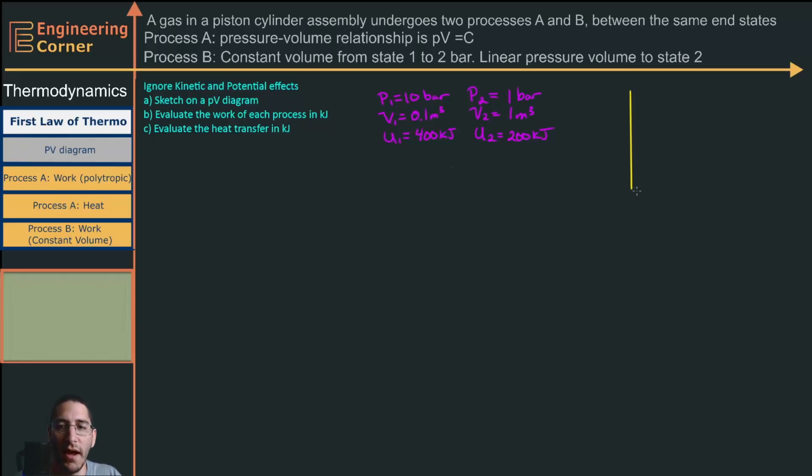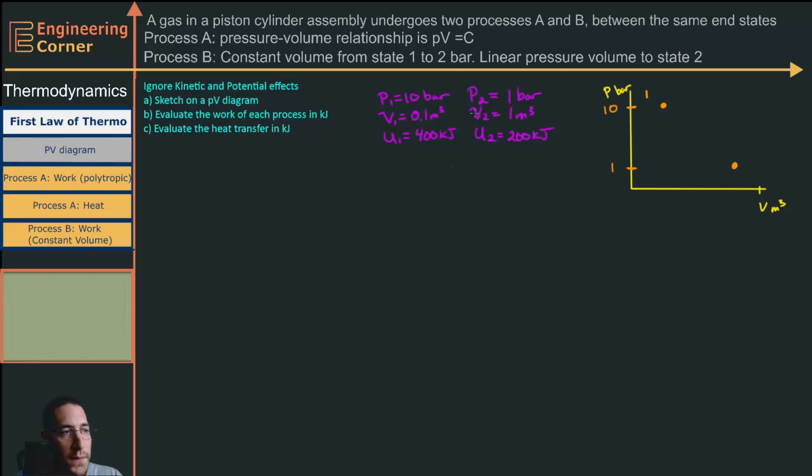With our PV diagram, this will be pressure, and we're going to have it in bar, and this will be volume, and we're going to have this in meters cubed. So we start at some high pressure of 10 bar, right here, and this is our initial state, state 1, and we'll say this is 10 bar. State 2 then goes down here to 1 bar. So over here is 1 bar.